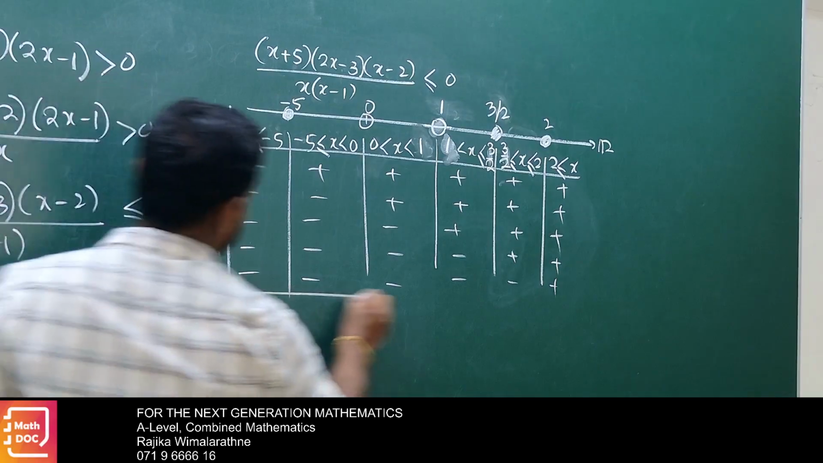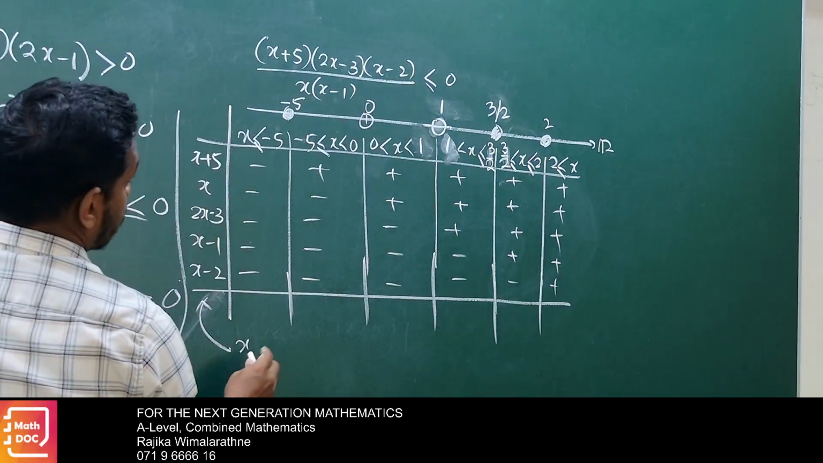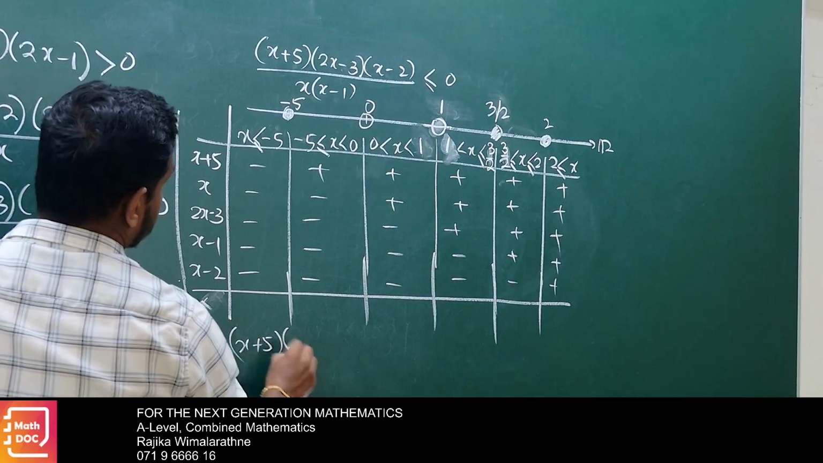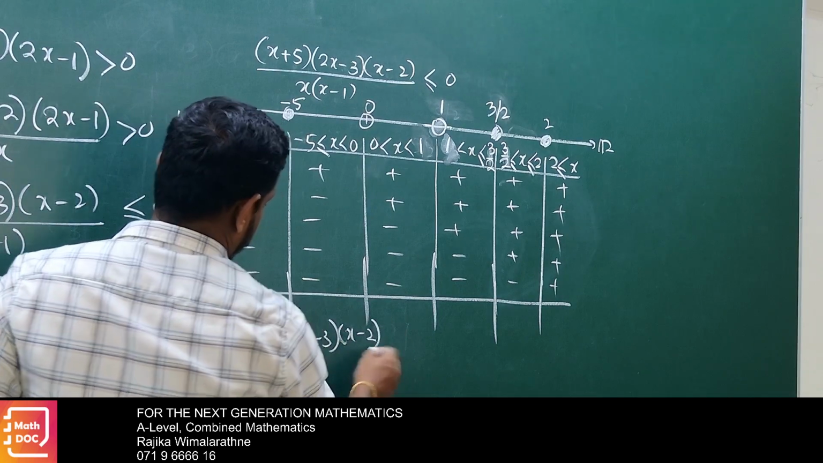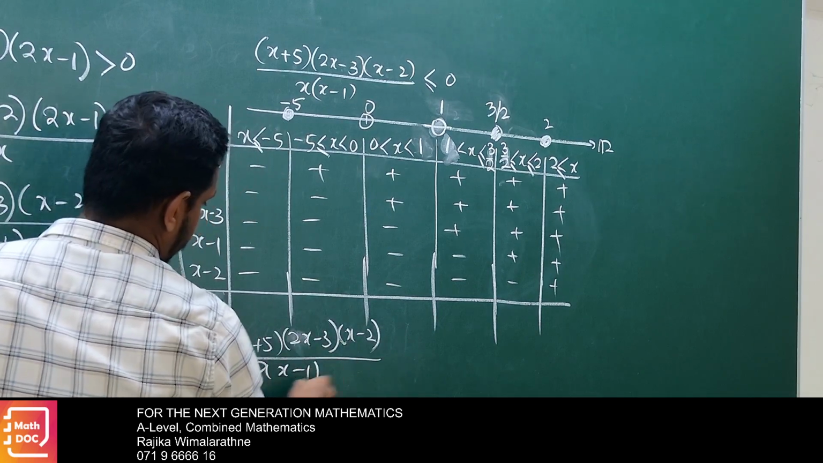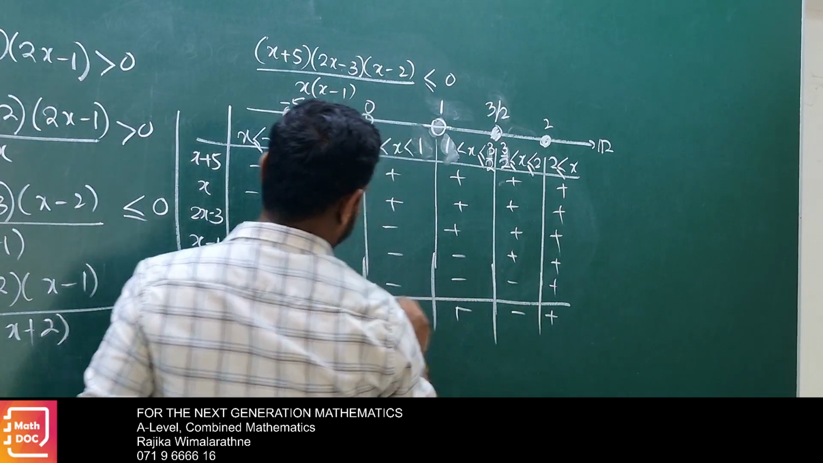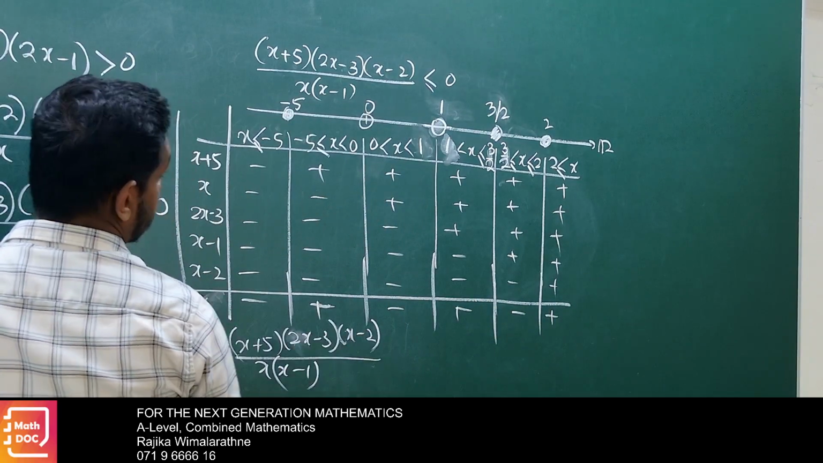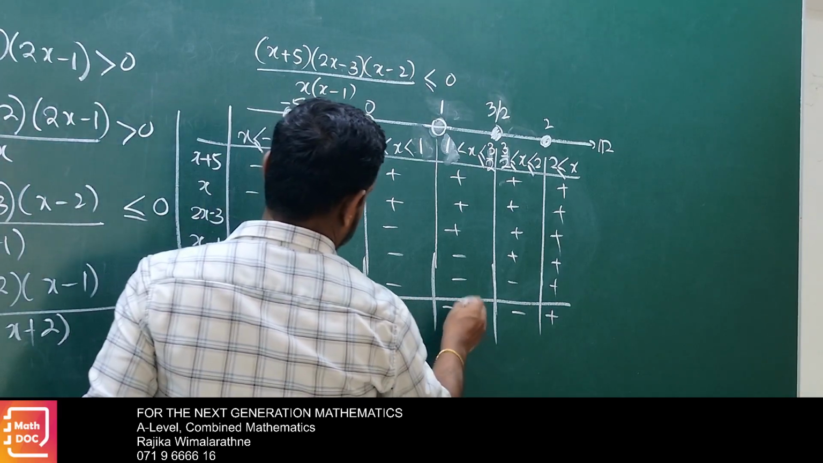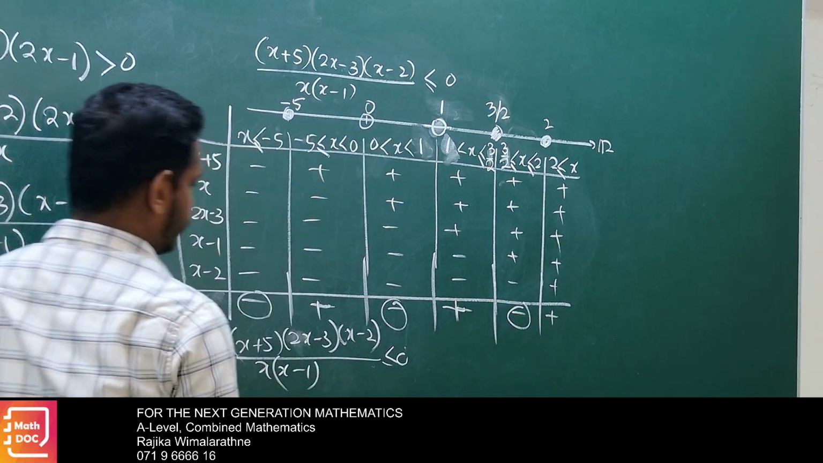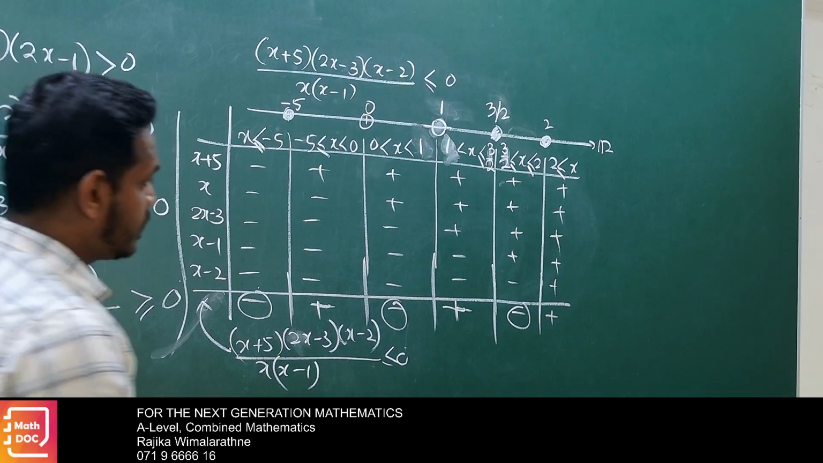x plus 5, 2x minus 3, x minus 2 over x minus 1. Then here start with plus, minus, plus, minus, plus, minus. Then negative regions. Here 1, here another 1, here another 1. Then select them, those regions will be the solutions. And write the final answer.